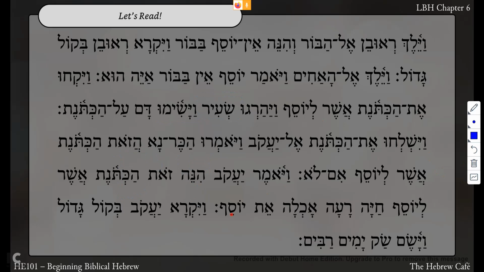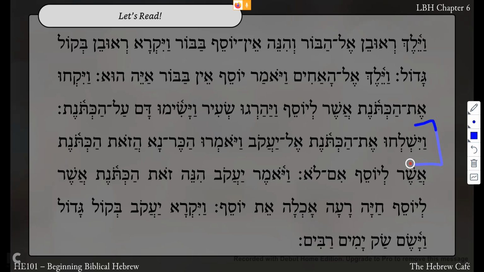Vayasimu dam al haketonet. Vayasimu dam al haketonet. They took Joseph's ketonet, his tunic, whatever it was, and they killed a goat and they put blood on the ketonet, his fancy coat.